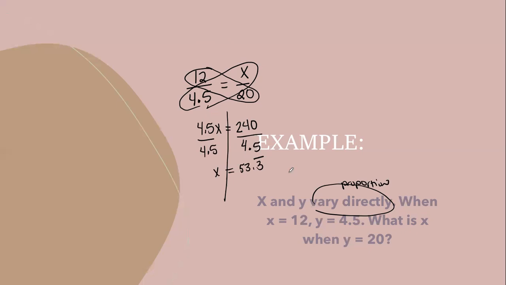The 3, do you put like the little line? Yes, ma'am. Or you could put 53 and 1/3 if you prefer. And remember, it doesn't matter. You could have put 4.5 over 12 and done 20 over X. It doesn't matter as long as whatever you put on top is the same thing on both fractions.